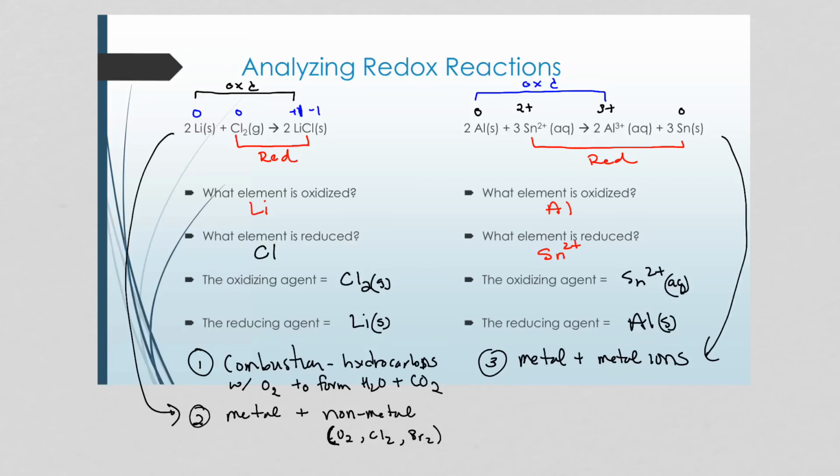So we've got combustion reactions, which we've looked at before. We have a metal plus a non-metal, and this typically, if you think about it, will give an ionic compound. And then metal plus metal ions. So in the last section, I want to focus on this type of reaction. I want to look in more detail at these reactions between metals and metal ions.